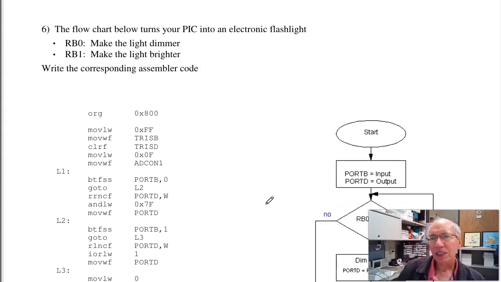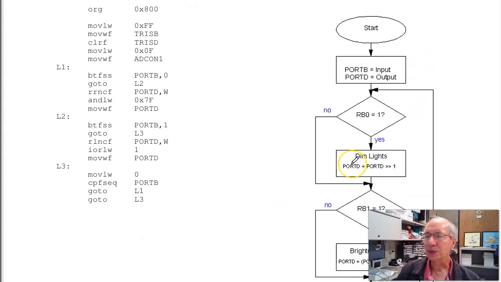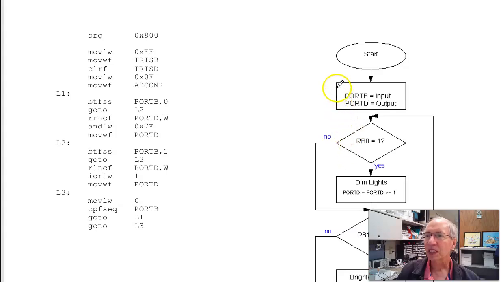Problem number 6. This is code to make an LED brighter or dimmer. Convert the assembler to C code. Kind of goes block by block. The first section of code is right here. To make port B input, I write the number FF to TRIS B. To make port D output, I clear TRIS D. And make everything binary. This is label 1.